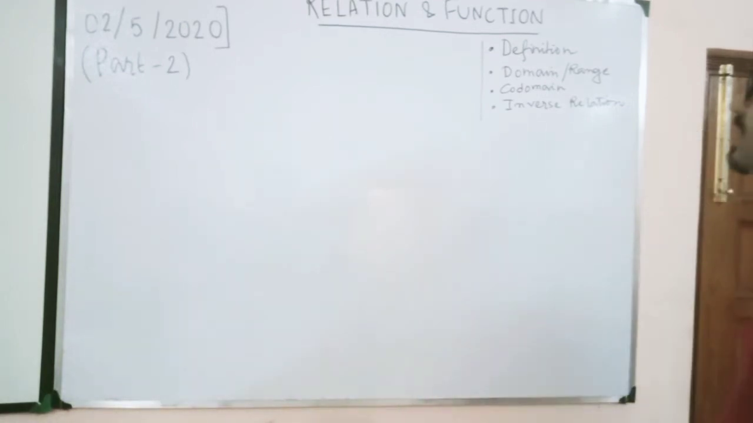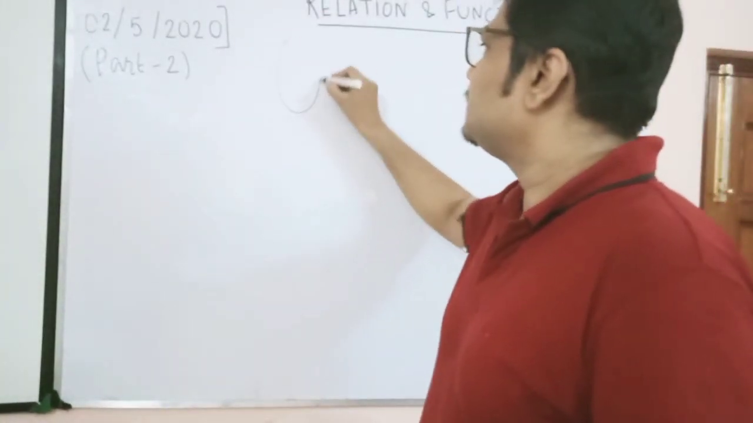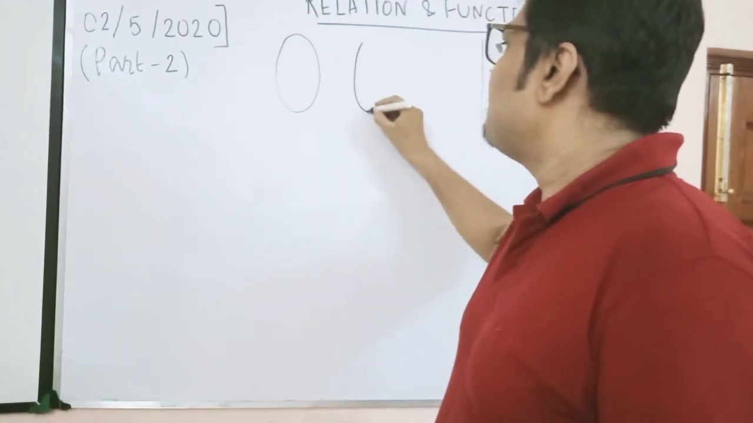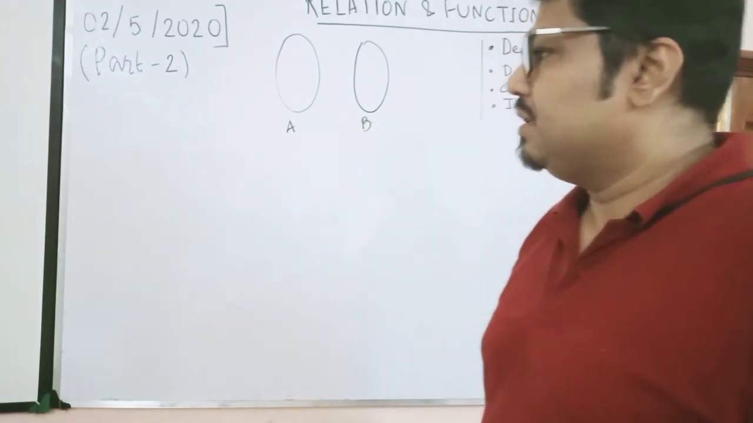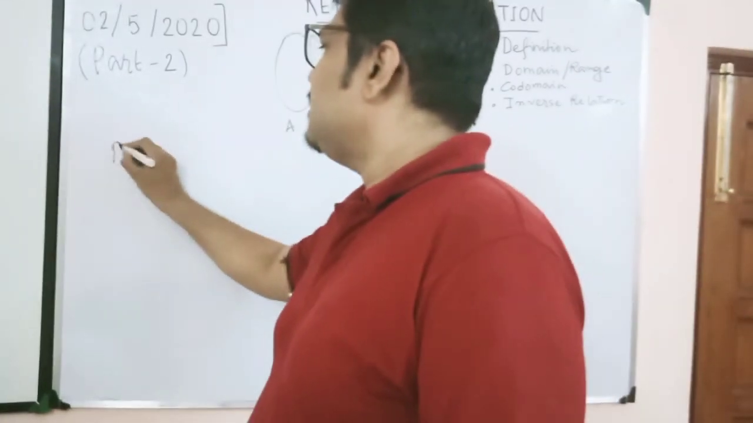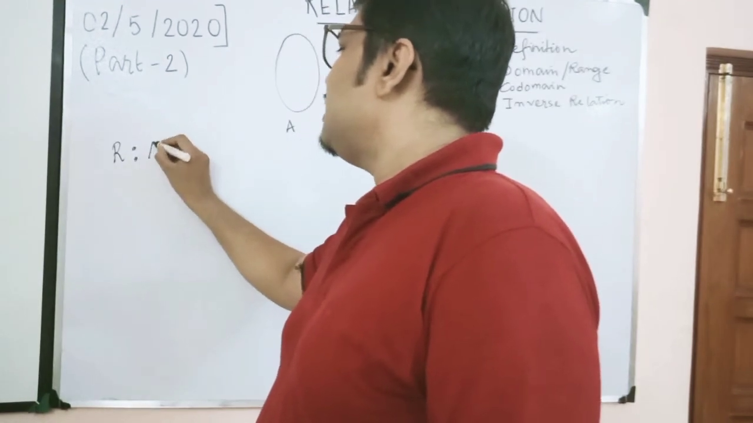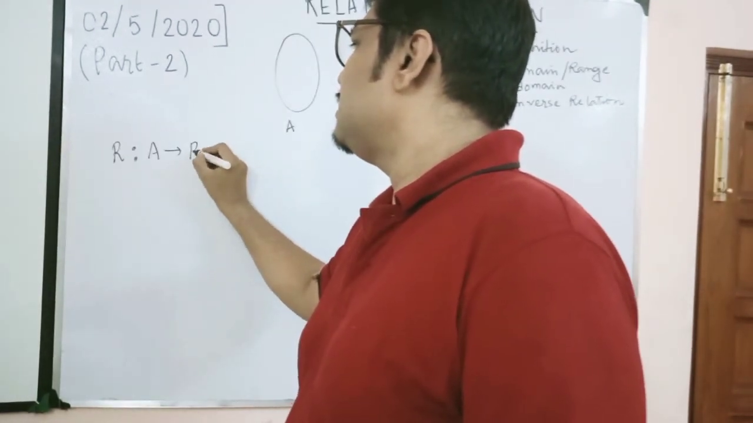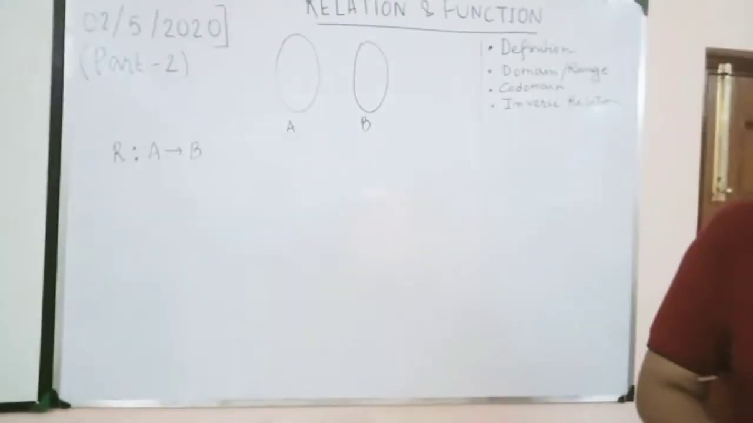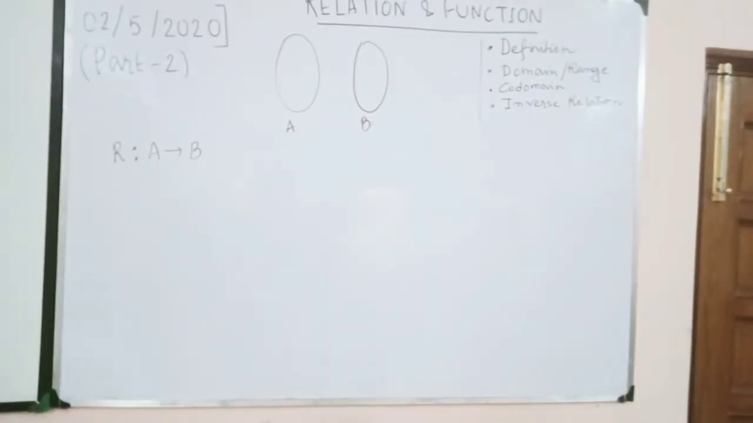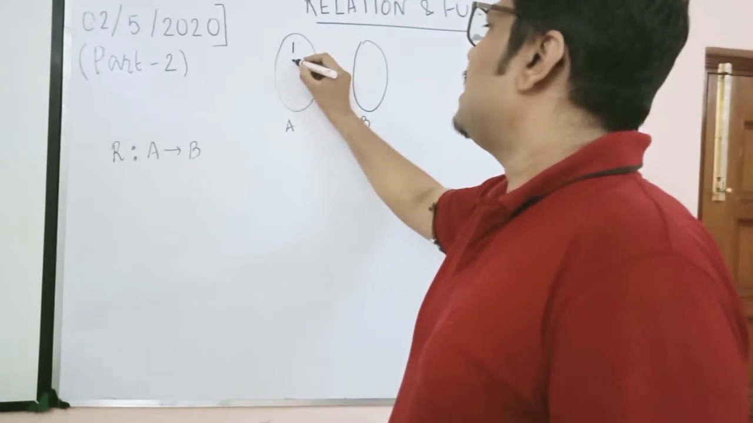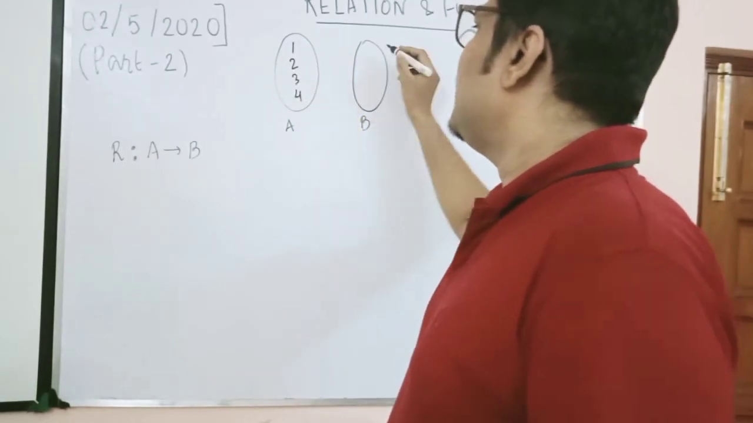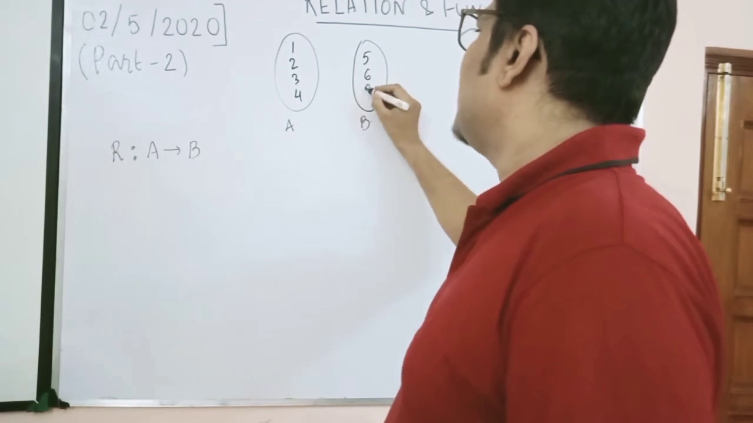Let us consider two sets, set A and set B. We are going to write a relation from set A to set B. Please look at the expression. This is how generally we represent this. Let us write a few elements over here, say 1, 2, 3, 4, and here I write something like 5, 6, 8, 10.